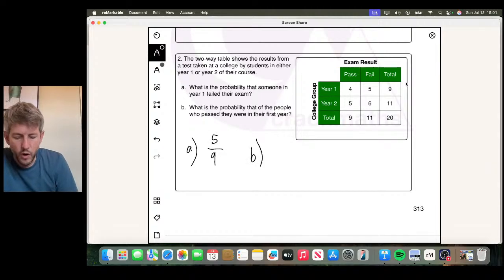And then B, what is the probability that of the people who passed, they were in their first year? The people who passed, they were in their first year. So it's these 9 people here. 9, and so it'll be 4 out of 9.